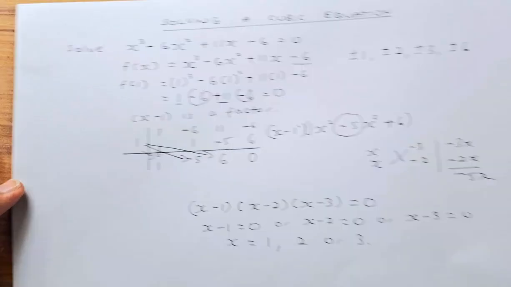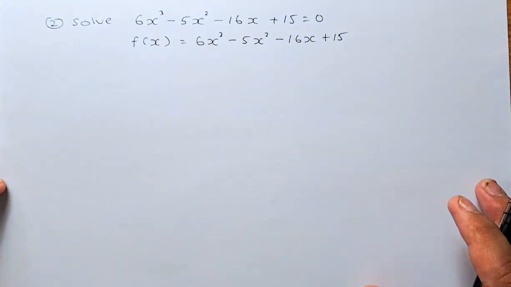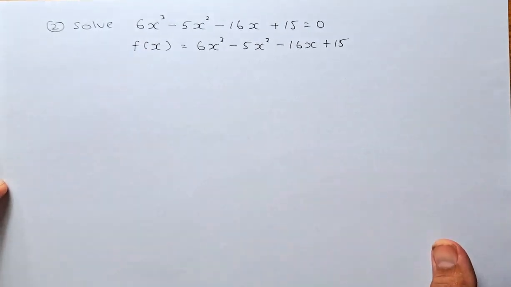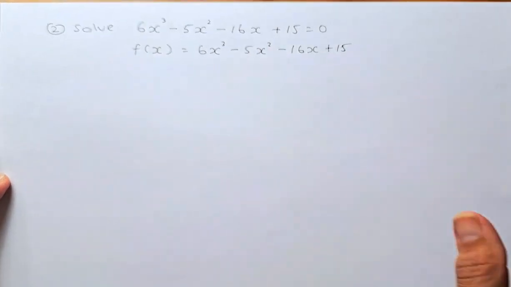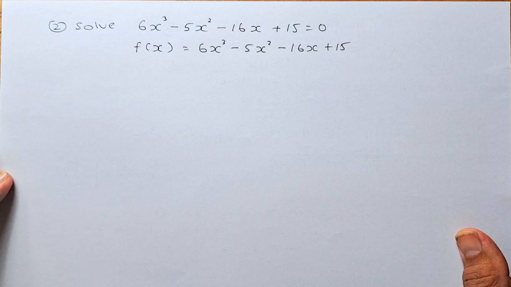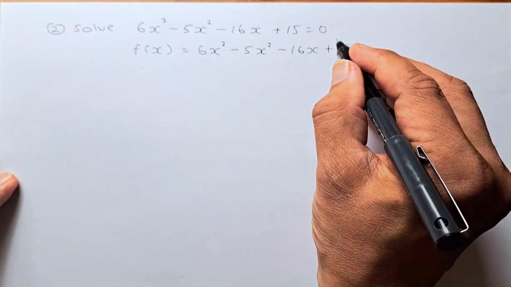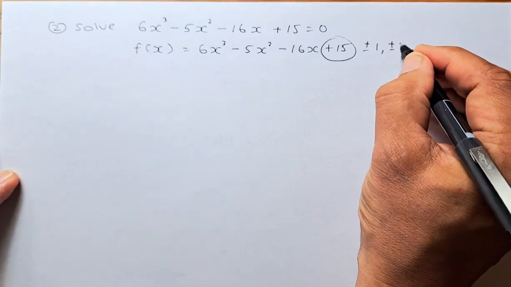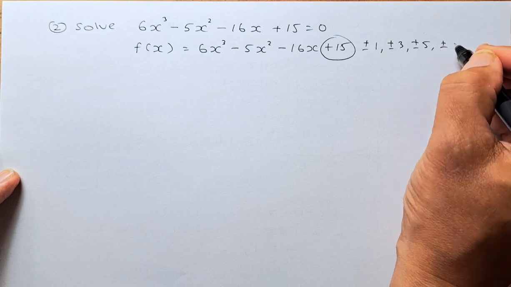Okay, let's do a second example, a slightly more difficult example when the coefficient of x cubed is not 1. So it's 6x cubed minus 5x squared minus 16x plus 15. So we convert that into the function f(x) equal to 6x cubed minus 5x squared minus 16x plus 15. So the first step is to find the factors of 15. So plus or minus 1, plus or minus 3, plus or minus 5, and plus or minus 15.